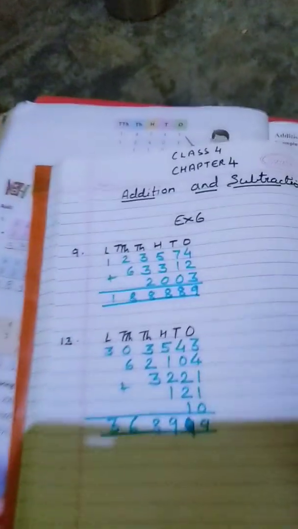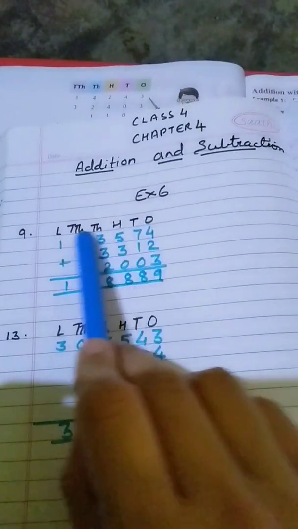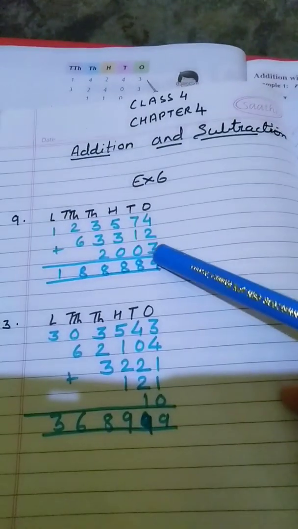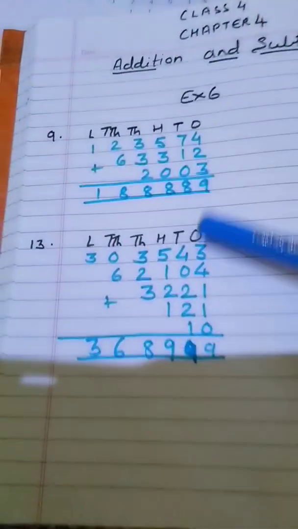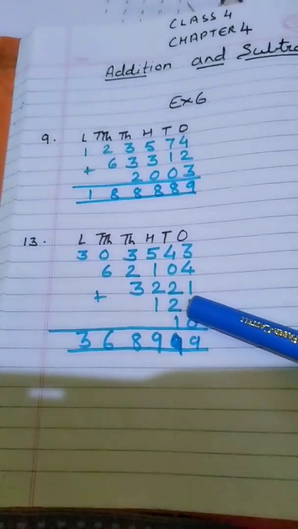So exercise 6, I have done this 9th question. But before arranging in columns, write the place values, arrange them in columns and then find the sum like this. See, 9 and 13 I have done for you. I hope you are able to do it. It's very easy. Now let us come to the next exercise.